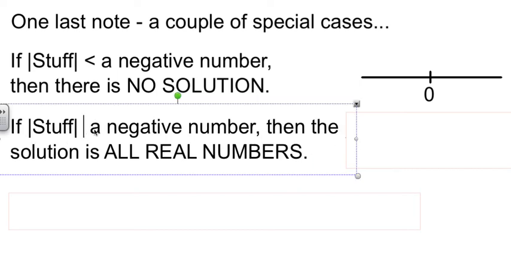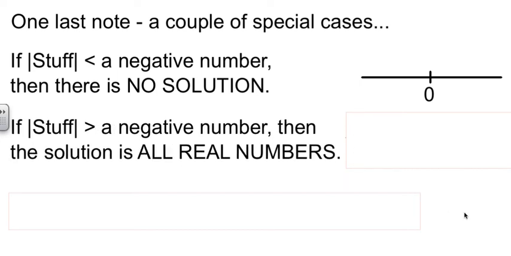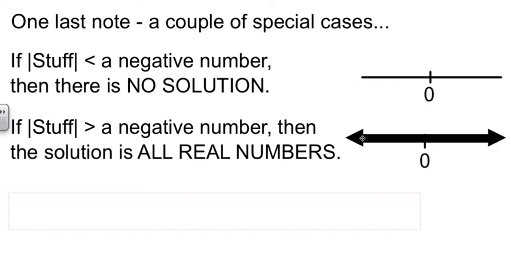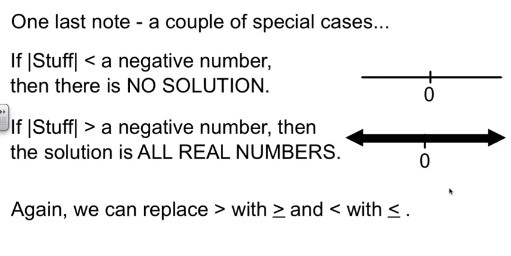If the absolute value of stuff is greater than a negative number, then it's all real numbers. Remember, this is positive. So a positive thing is bigger than something negative. Yep, it sure is. So you would have a completely filled in, shaded everywhere number line. And again, put a number there to show that it's a number line and not just a line out of nowhere. And again, we can replace the inequalities with the or equal to versions and it still works.